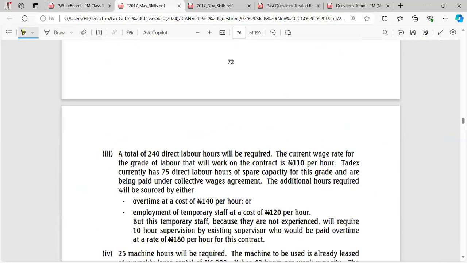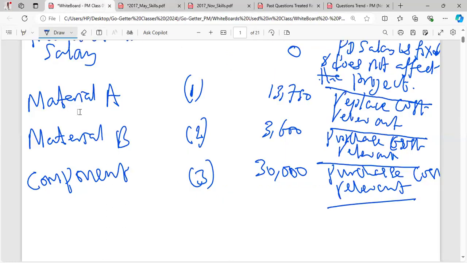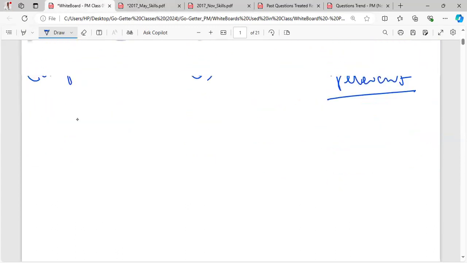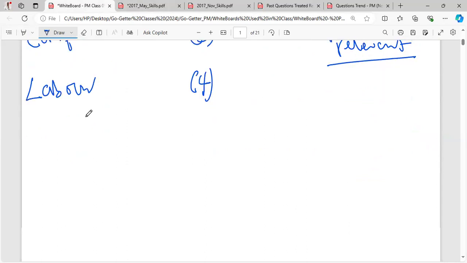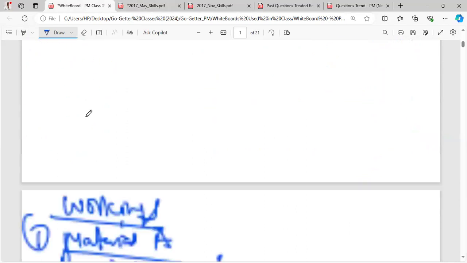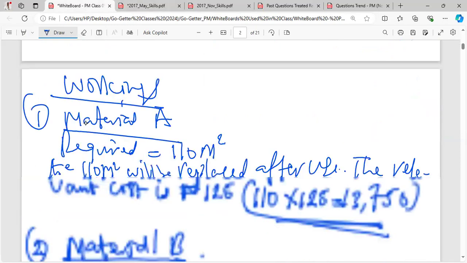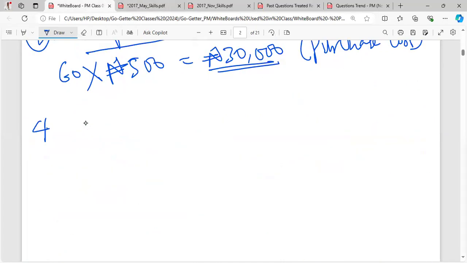The next one is a total of 240 direct labor hours. So we will say labor. Let's look at workings number 4. Go down. Workings number 4 is labor.